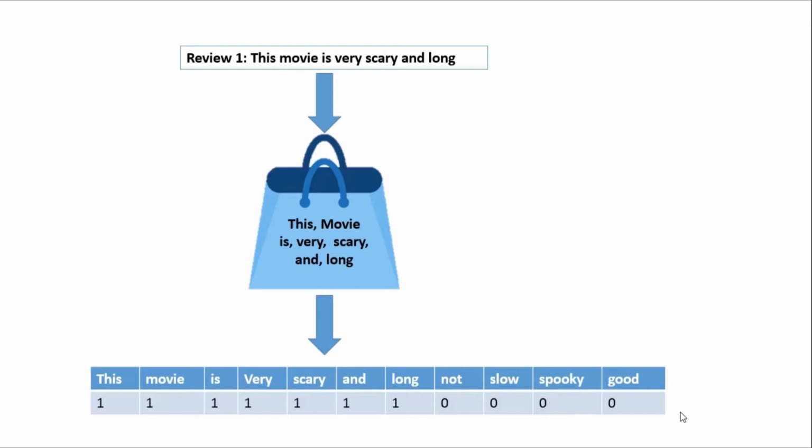Let's see review two. This movie is not scary and is slow. Again, we create our bag of words of this sentence, and then we set the frequency of this. The frequency of this is 1, so we fill 1. And here, for example, if you observe with me, the frequency of is is 2. So we fill is with 2, and we don't have very in our bag of words, so we fill the position of very with 0, and so on. And we do that for review three.